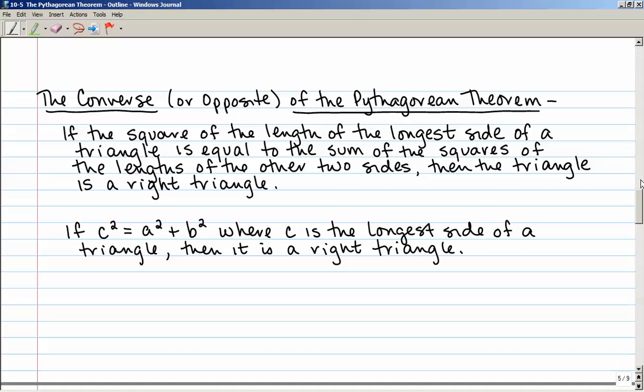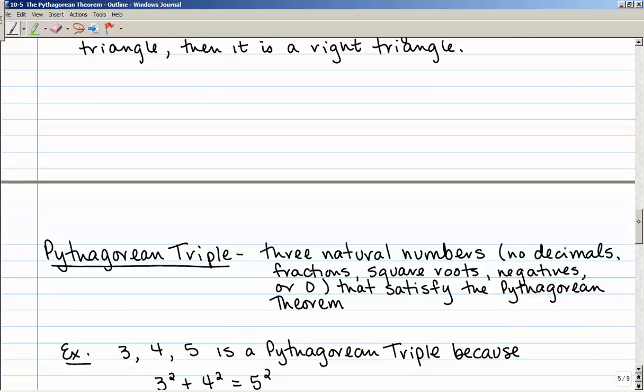In the Pythagorean theorem, we were starting with the fact that the triangle is a right triangle, and then showing that the length of the hypotenuse is related to the length of the legs. In this case, we don't know it's a right triangle, but if the sides fit in the Pythagorean theorem, then it is a right triangle.